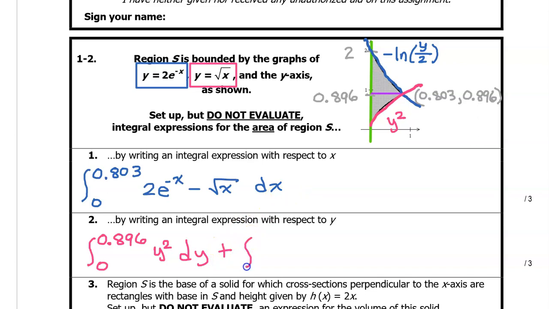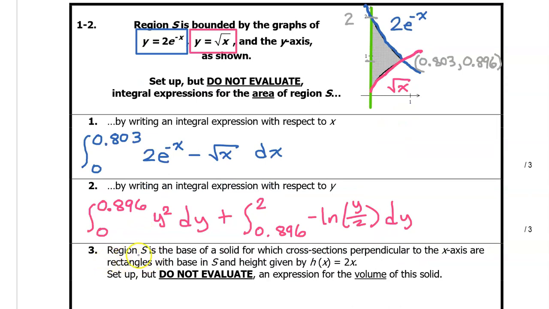For the second integral, we will integrate from 0.896 up to 2. And again, we will integrate the right function minus the left function. The function on the right, in this case, is negative natural log y over 2. And normally, I would subtract the function on the left, but that is just 0, so there's no need to write that. So I will just put dy.